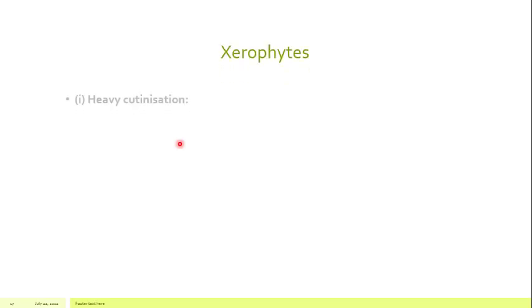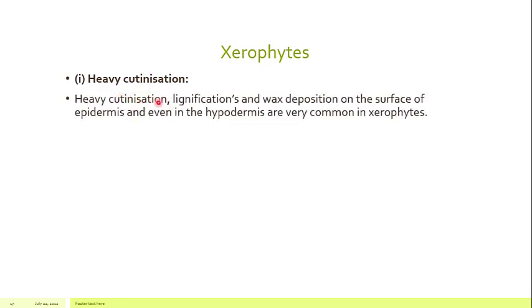So what are those anatomical modifications? First of all, we have a heavy cutinization. So what is cutin? Cutin is a hydrophobic material which is present on the surface of the leaves and other parts of the xerophytes, and this cutinization prevents water loss. So heavy cutinization, cutin and lignin and wax, these are all hydrophobic compounds which are deposited on the surface of the epidermis and even in the hypodermis, which is very common in the xerophytes.